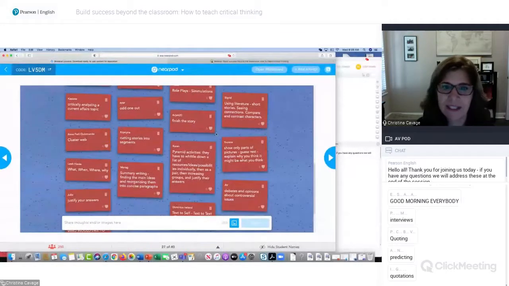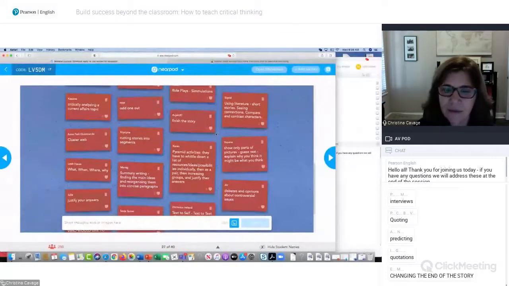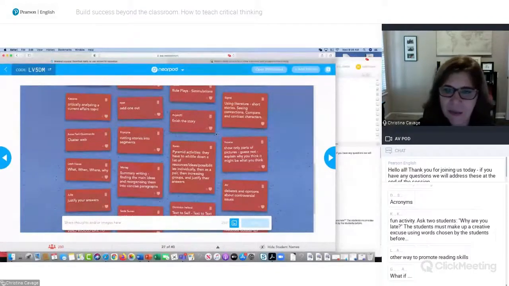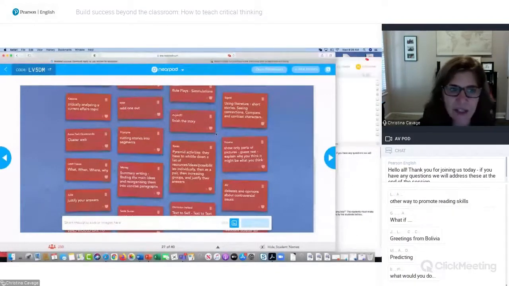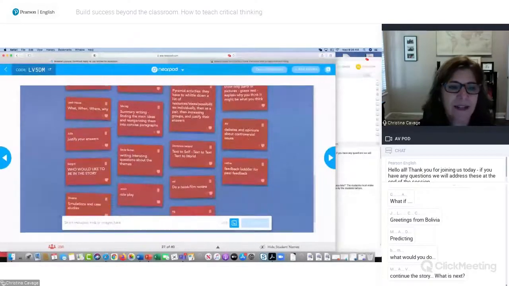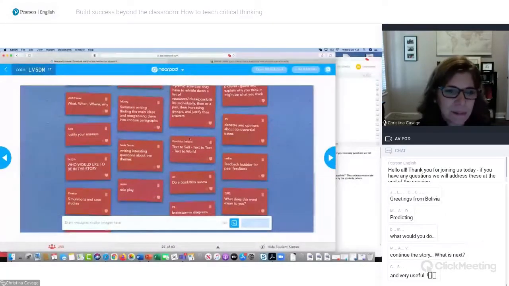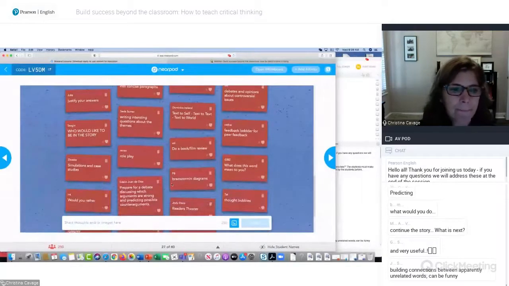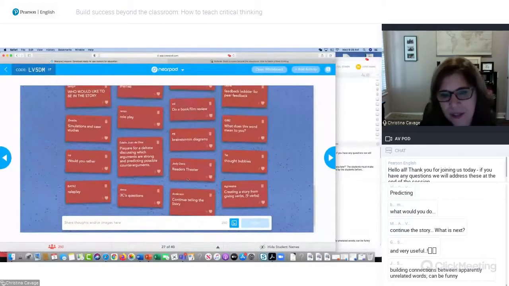Pyramid activities. They have to whittle down a list of resources and justify. I see lots with debates and opinions and making sure students justify their answers. Okay. I love this one. Who would you like to be in the story? Okay. Doing a film or book review. Okay. Would you rather? Reader's theater.